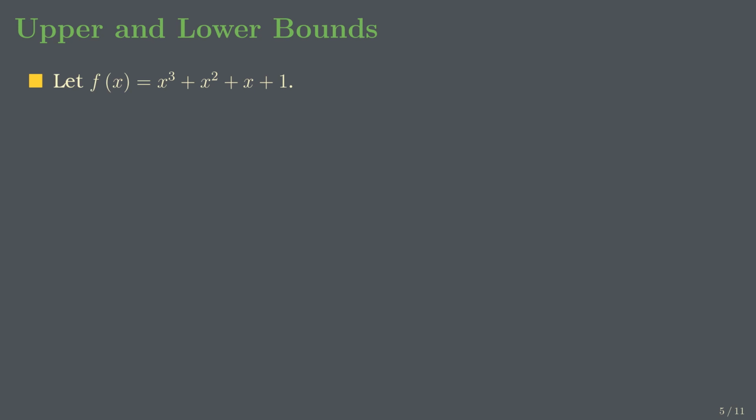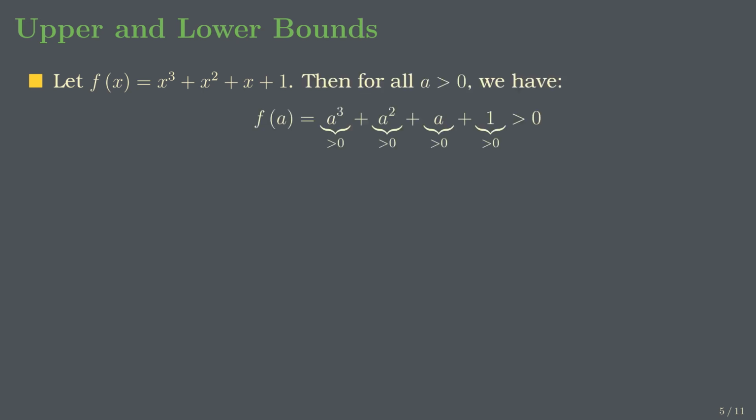Now we can talk a little bit more about upper and lower bounds of functions. Let's take a look at the first example where f(x) equals x cubed plus x squared plus x plus 1. For such a function, if you evaluate f at a positive real number a, then you can easily see that f(a) is always positive, meaning that if alpha is to be a zero of f, then alpha should be less than or equal to 0.